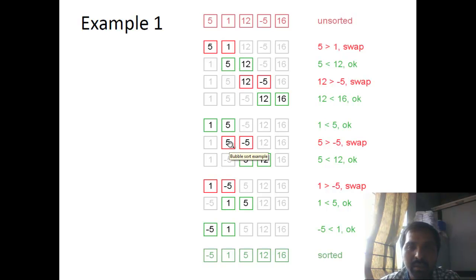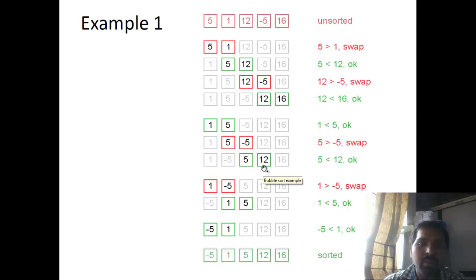Next, the second element and third element we can compare. 5 is greater than -5, so we can swap these 2 elements. Next, we can take the third element and fourth element. Third element is 5, fourth element is 12. So 5 is less than 12, it is also in order, so no need to swap these elements. After the second pass we are getting the second highest element in the proper position, that is 12.